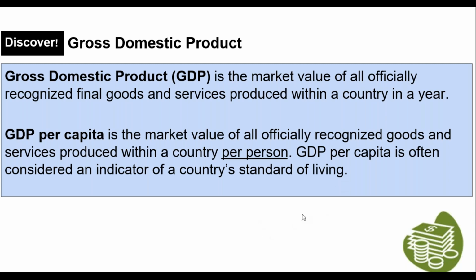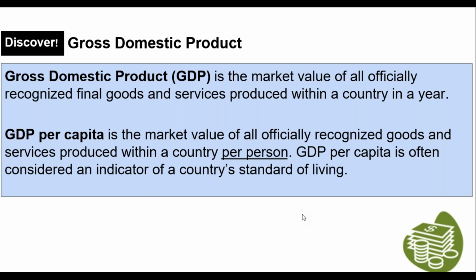Okay, the next thing we're going to talk about is the gross domestic product, and that's the GDP. Now, GDP is the market value of all these recognized final goods and services produced within a country. In other words, everything that we would need to live our everyday life. So the price of milk, the price of a haircut, the price of gasoline, doctor's visits, you name it, tennis shoes, anything. So these are the final goods and services.